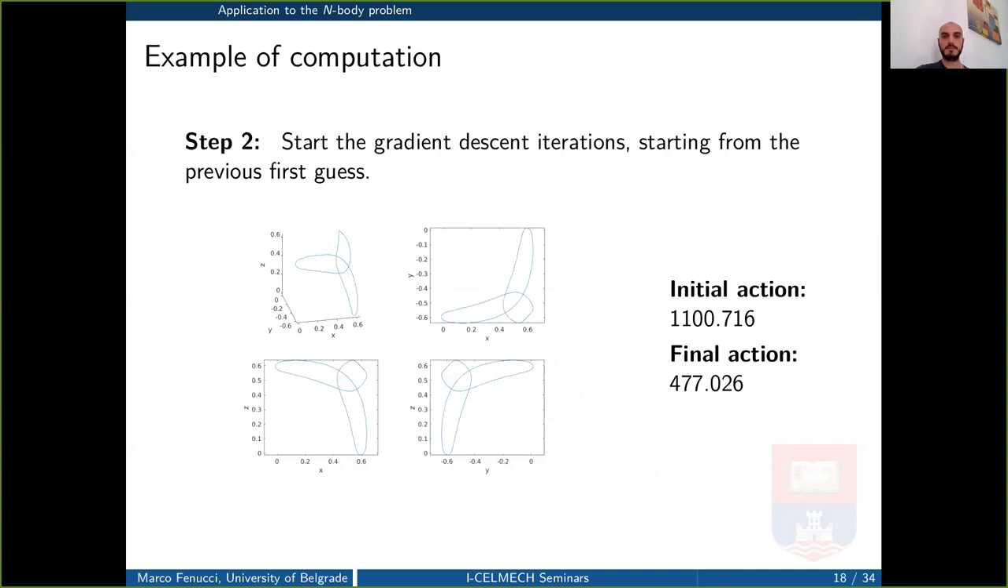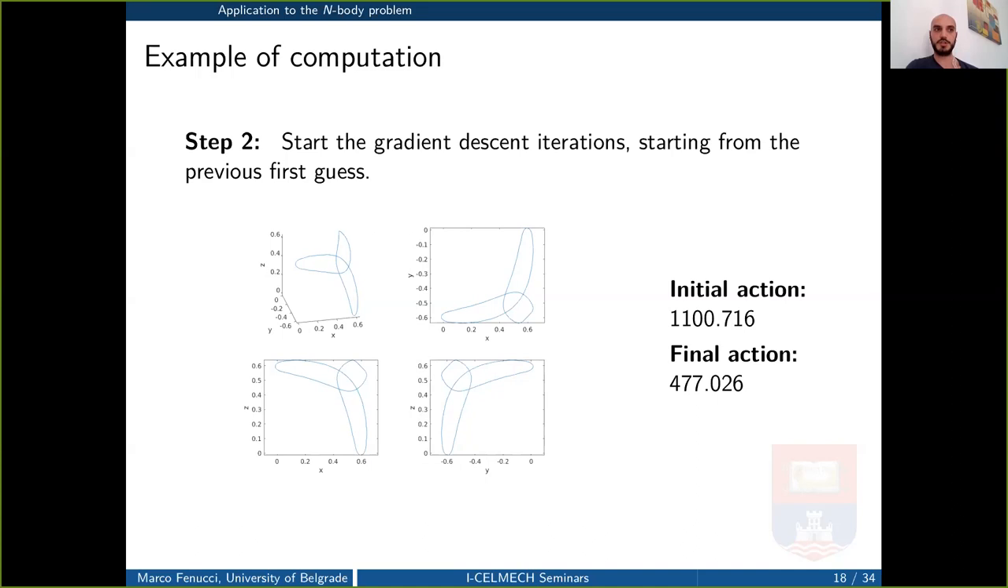We can also check the action. The action of the above path was 1100, and the final action, for the path at the end that we see here on the left, is 477. But at some point we stopped the iteration because we saw that the action didn't improve, and also the relative differences in the acceleration didn't improve.